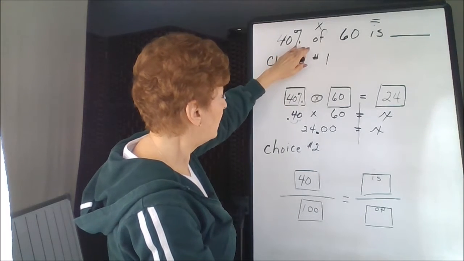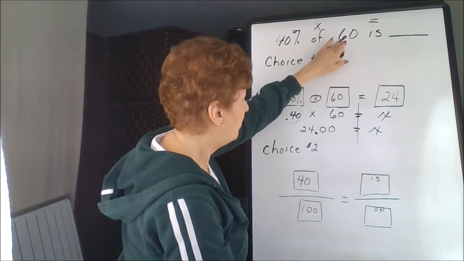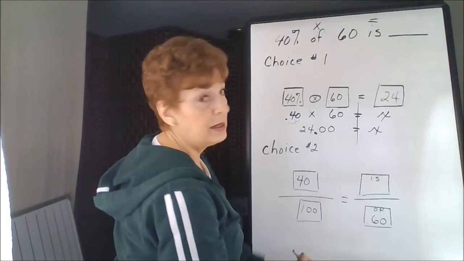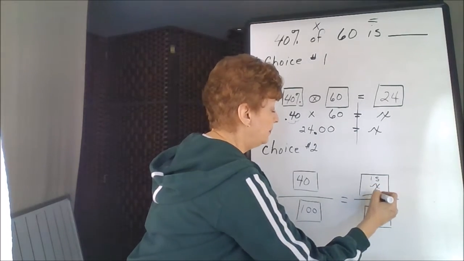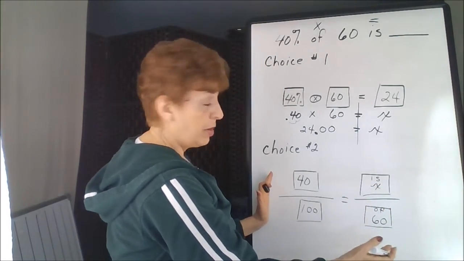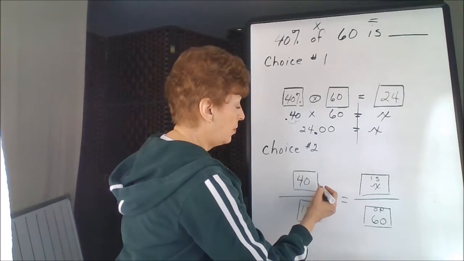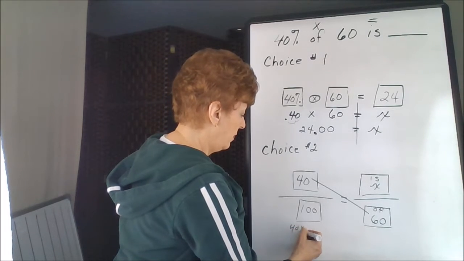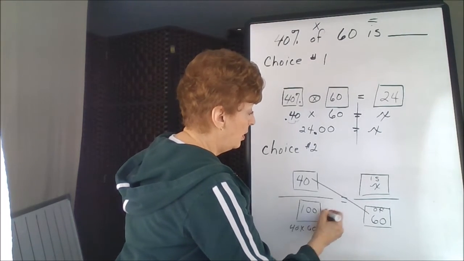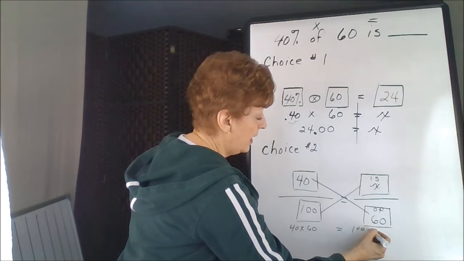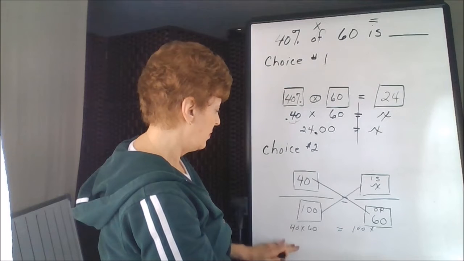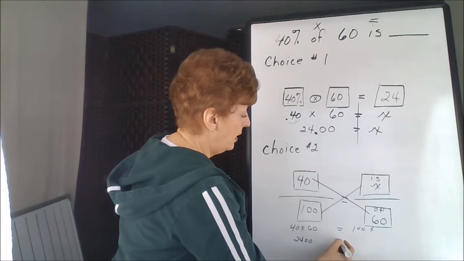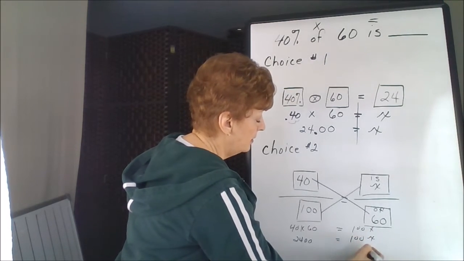So we put the is and the of in these positions. We have our of number. The one that would follow the of would be the 60. So 60 would go here, and this is what we would be trying to figure out. Setting up our proportion, now we have to cross multiply. So 40 times 60 equals 100 times x. 40 times 60 is 2400 equals 100x.